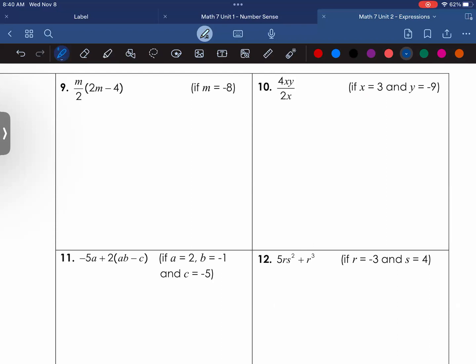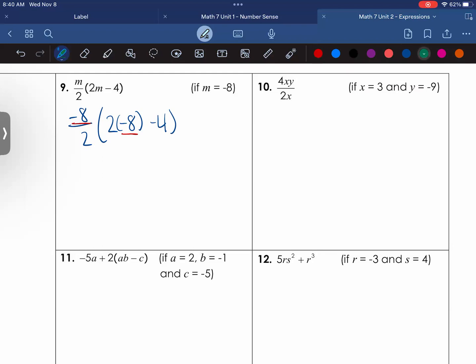This is the same thing. We are just getting into more operations like division. So let's do one together. Okay, we have m divided by 2, which is being multiplied by 2m minus 4. Let's plug in m equals -8. So we have -8 on top, divided by 2, times 2. Don't forget that's multiplied by -8. Do not forget the negative sign. Minus 4. So I plugged this in right here and this in right here.